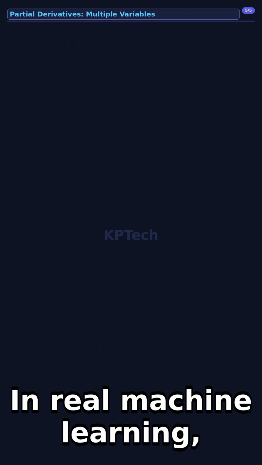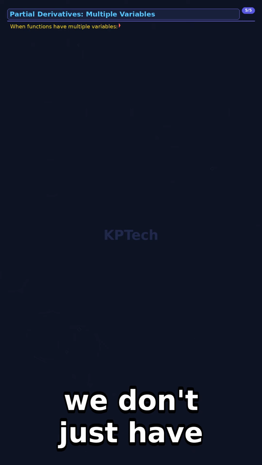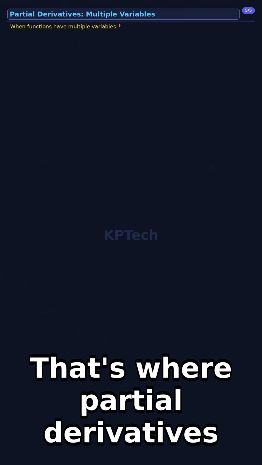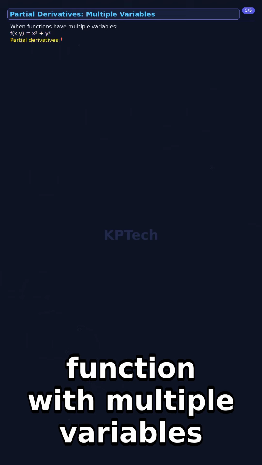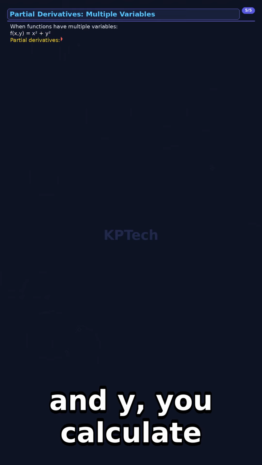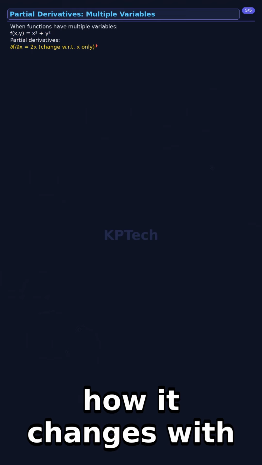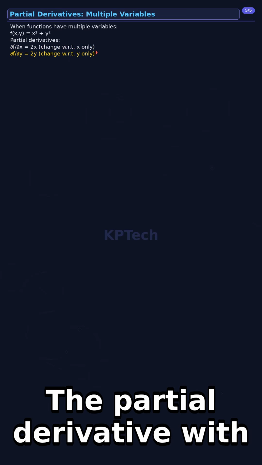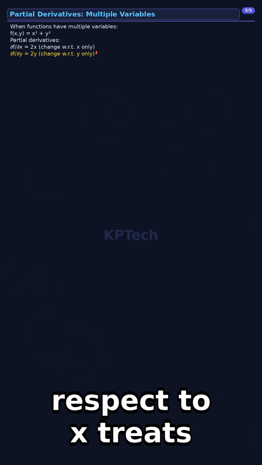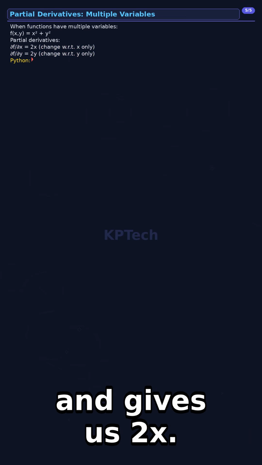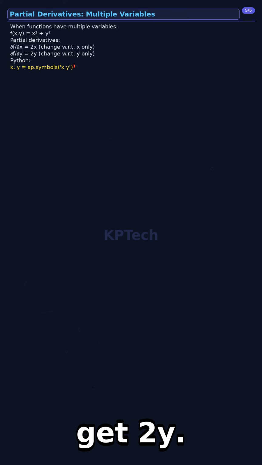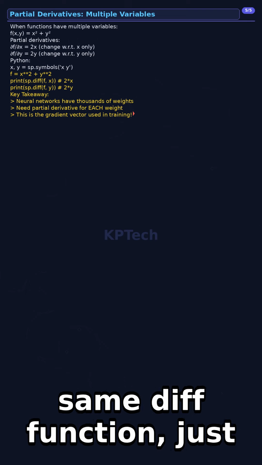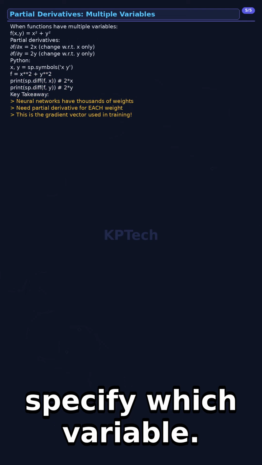In real machine learning, we don't just have one parameter, we have thousands. That's where partial derivatives come in. When you have a function with multiple variables like f(x, y), you calculate how it changes with respect to each variable separately. The partial derivative with respect to x treats y as a constant and gives us 2x. Same thing for y, we get 2y. In Python, it's the same diff function, just specify which variable.